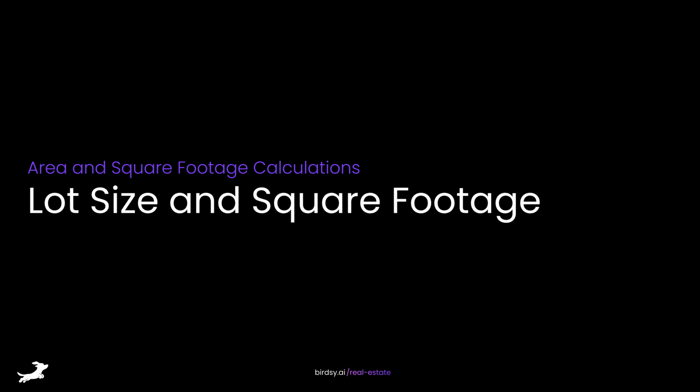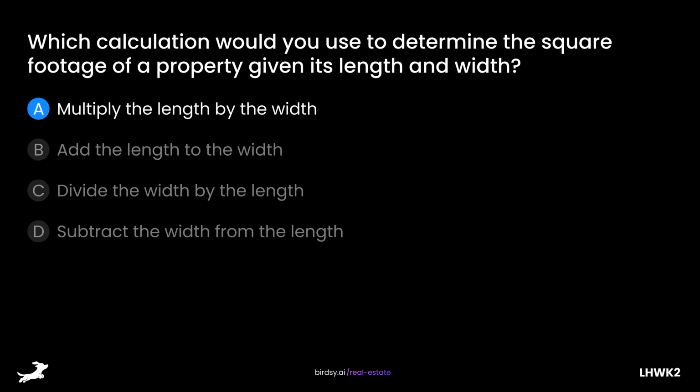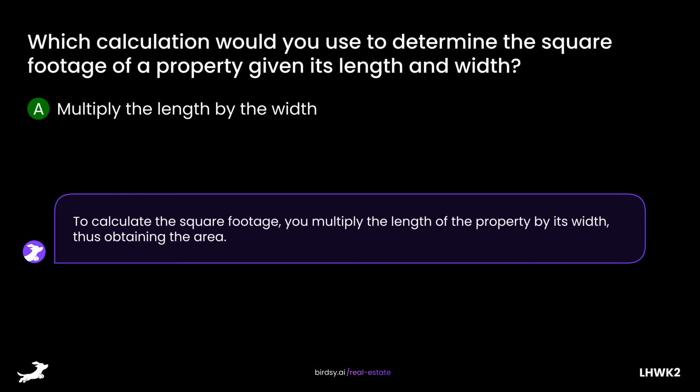Lot size and square footage. Which calculation would you use to determine the square footage of a property given its length and width? Is it A, multiply the length by the width, B, add the length to the width, C, divide the width by the length, or D, subtract the width from the length? The answer is A, multiply the length by the width. To calculate the square footage, you multiply the length of the property by its width, thus obtaining the area.